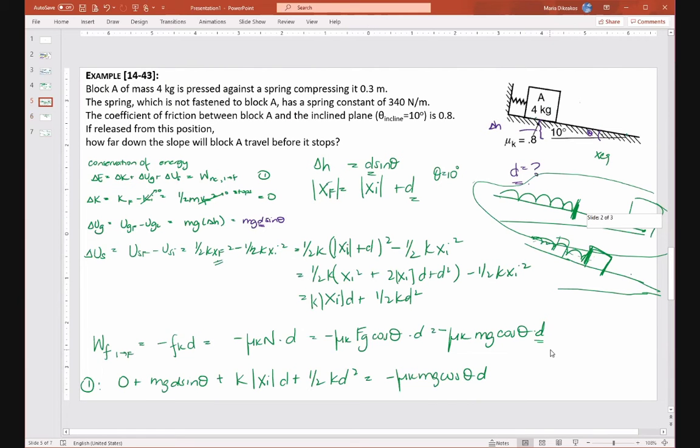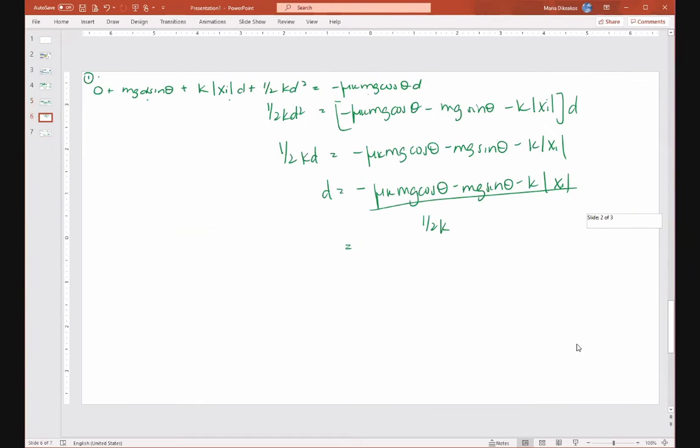Let me just make sure I didn't leave it on some side somewhere. If that's minus, that's plus, x plus d, that's right. And minus mu k n, minus that, and that. Oh, that's fine. So this gives us a d that is minus what value?